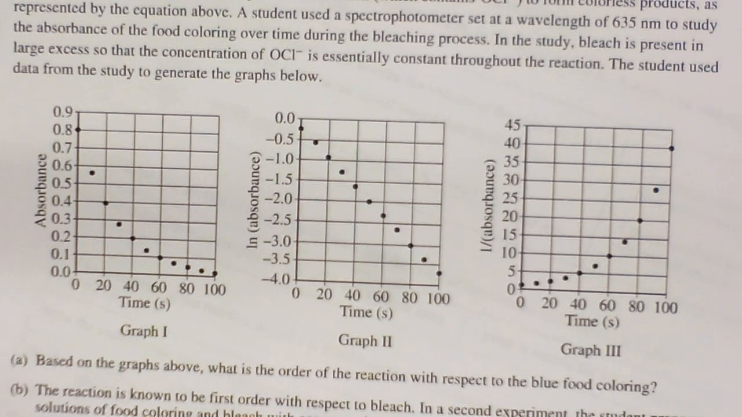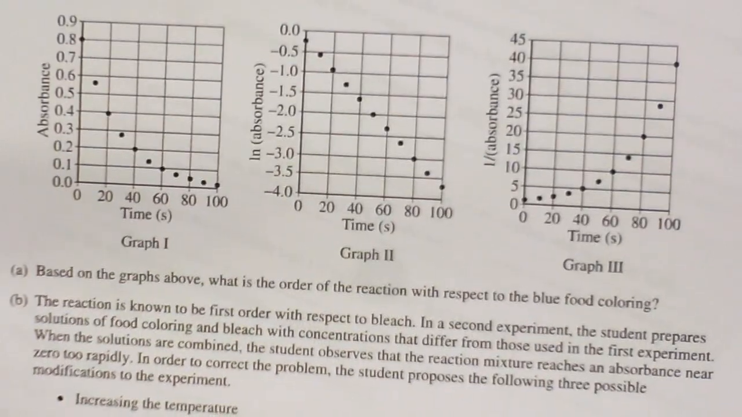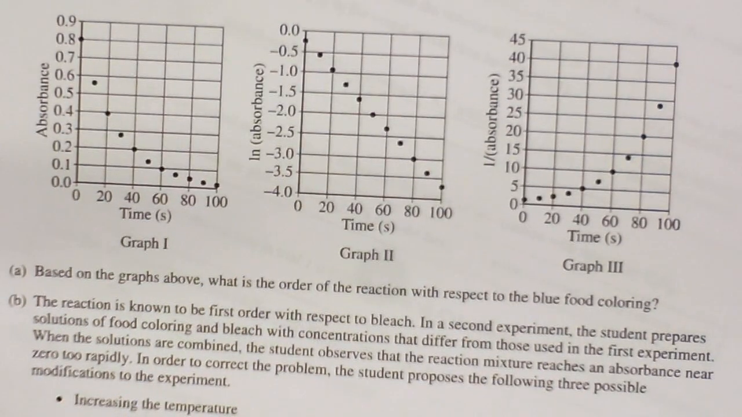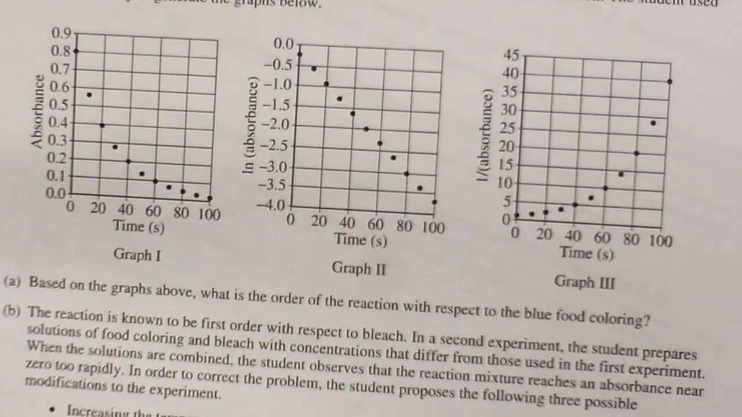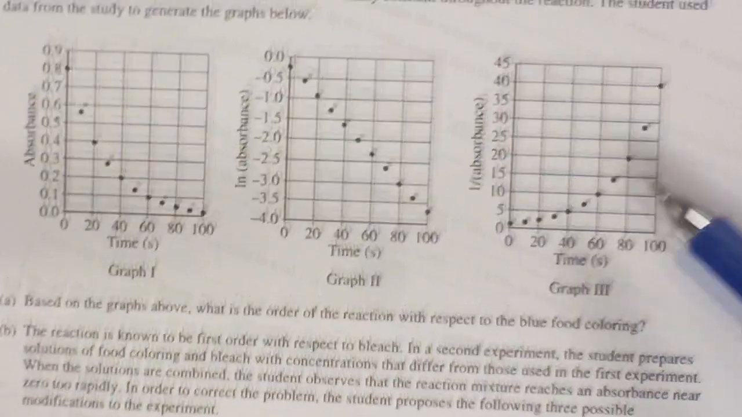In order to correct the problem, the student proposes 3 possible modifications: increasing the temperature, increasing the concentration of the food coloring, increasing the concentration of the bleach. Circle the one proposed modification above that could correct the problem and explain how that modification increases the time for the reaction mixture to reach an absorbance near zero.